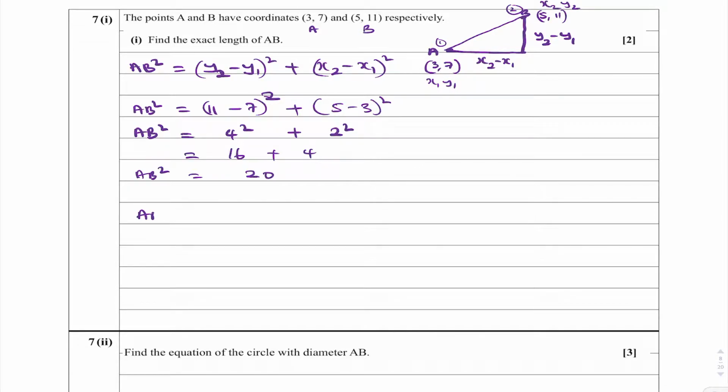Therefore AB will be root 20, and root of 20 is root 4 times 5, which equals root 4 times root 5, and root 4 is 2, so that's 2 root 5. So that's what AB is. So what I did was square root both sides to get AB.